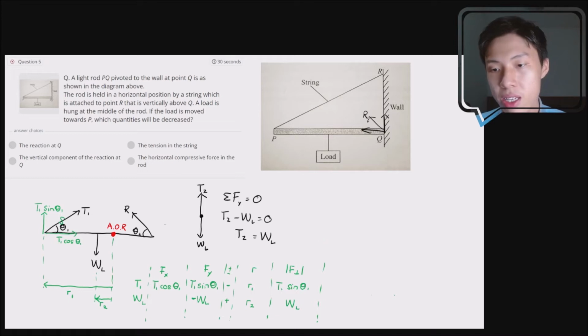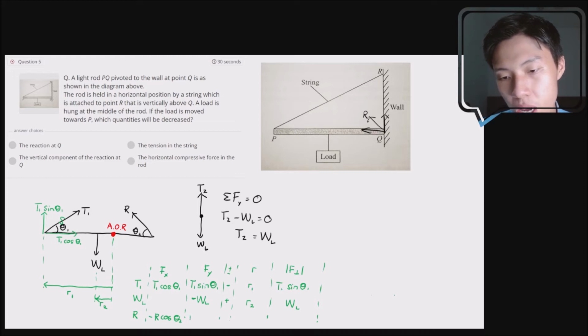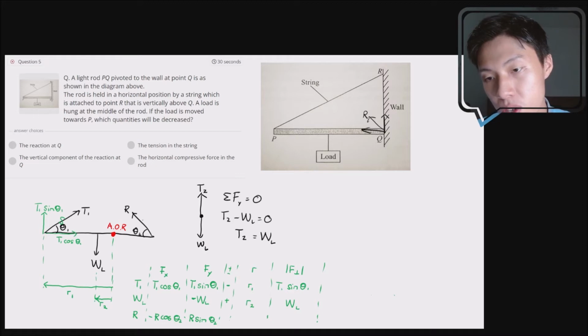Okay. So next, you look at the reaction force. The reaction force, the x component will be negative r cos theta 2. The fy will be r sine theta 2. Okay, we resolve this. The x component is pointing to the left, therefore we put a negative sign. The y component is pointing upwards, therefore we still remain at positive sign.